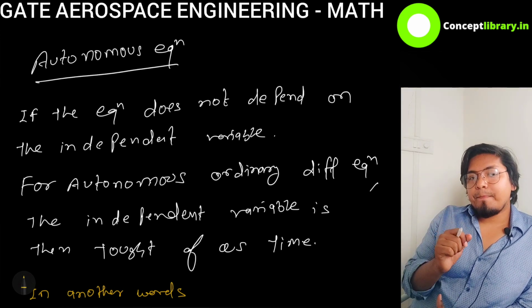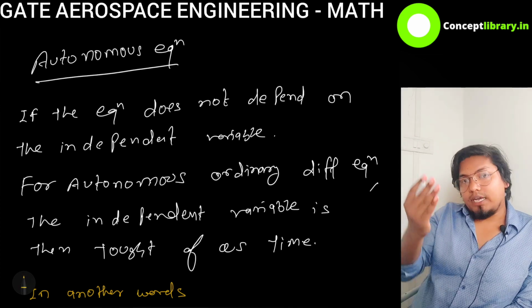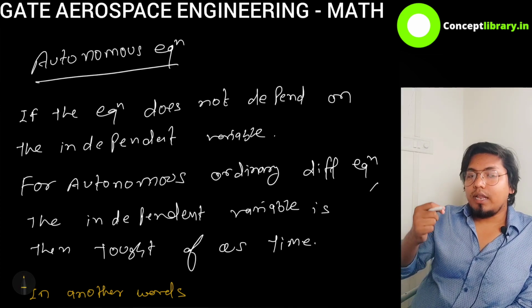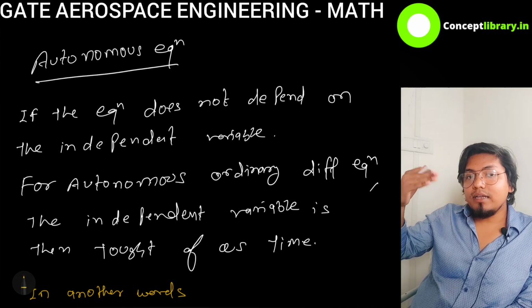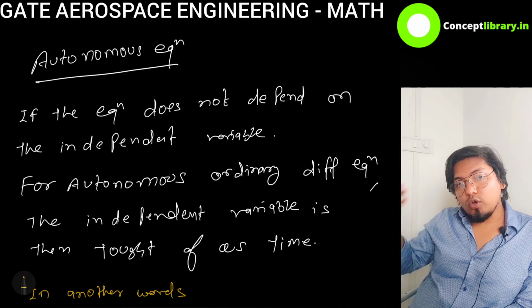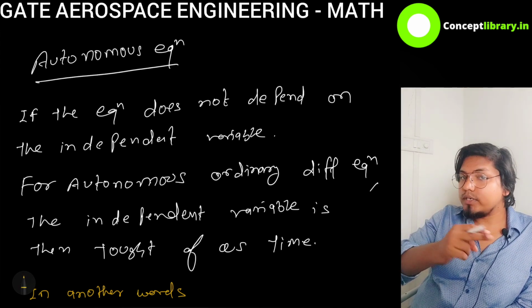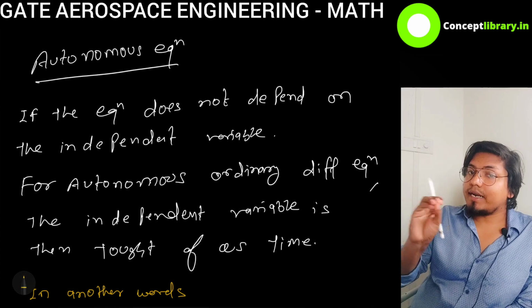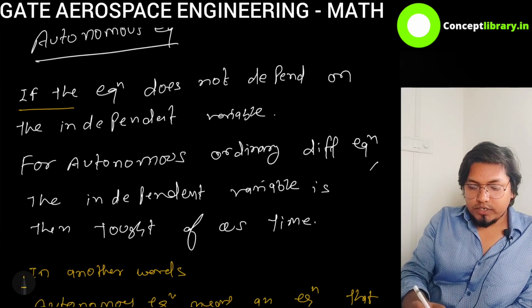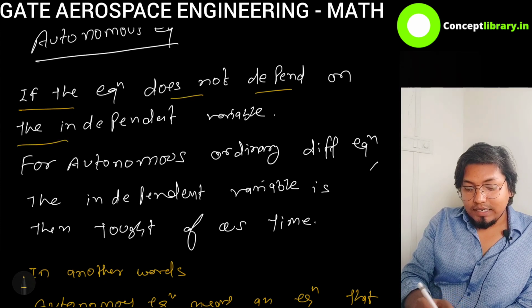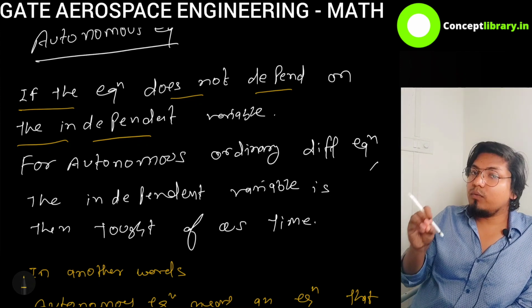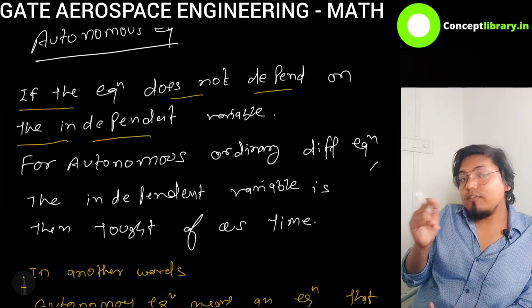Actually, see here, suppose something is happening with time, for example increment in length with time. So time is changing automatically, so because of that your main equation will not change. That kind of equation we call an autonomous equation. See, just take down here. If the equation does not depend on the independent variable, in your equation the independent variable will not affect the equation.